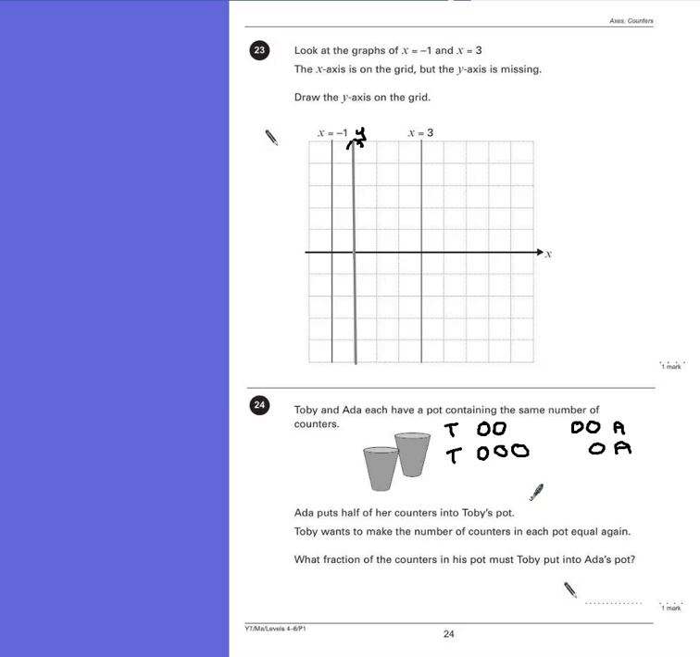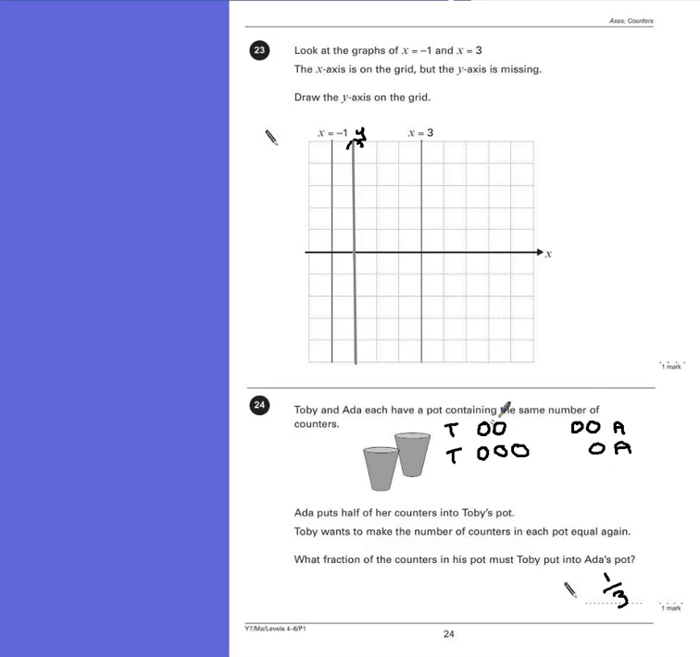With this being the smallest numbers that we can use, you can see that if Toby wants to take a fraction of his counters and give it back to Ada, that's now going to be 1 out of his 3 counters. This would work for any number of counters that you chose to use.